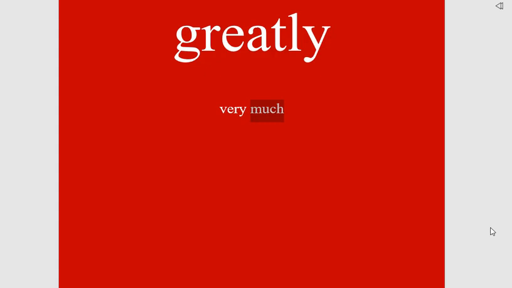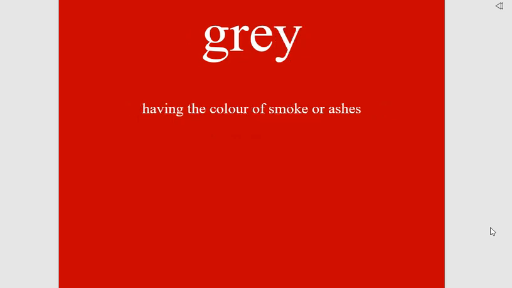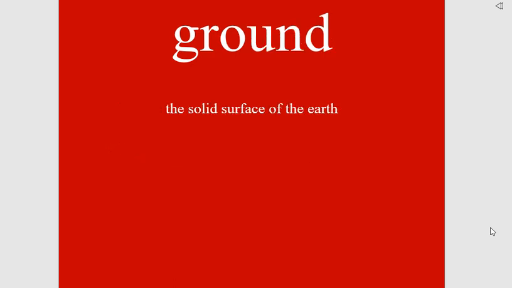Very much. Green. Having the color of grass or the leaves of most plants and trees. Gray. Having the color of smoke or ashes. Grocery. A shop/store that sells food and other things used in the home. In American English, grocery store is often used to mean supermarket.